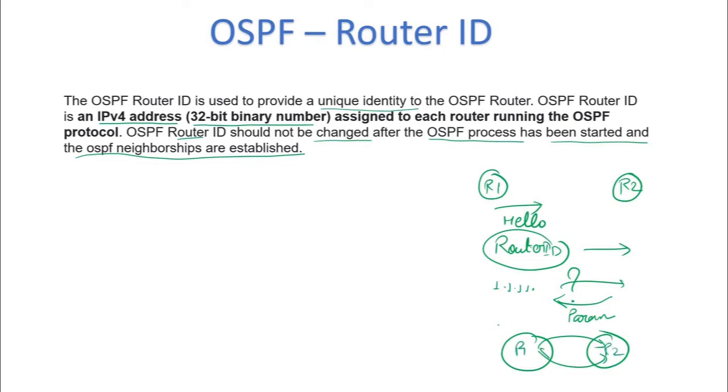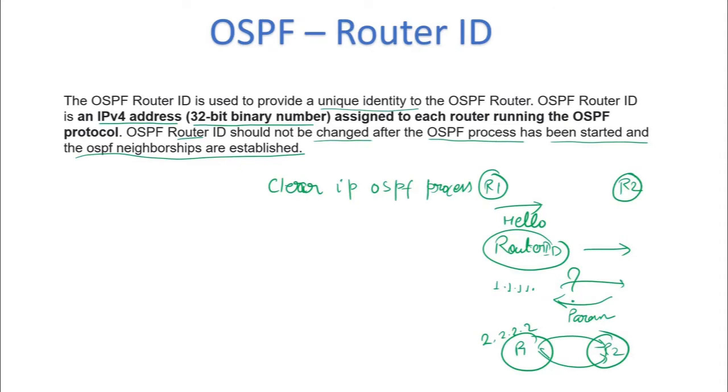And after that, if you change the router ID from 1.1.1 to 2.2.2, then OSPF may not work properly. So that's a very important part: once the OSPF neighborship is up, you should not change the router ID. And even if you change the router ID, then you have to clear the OSPF process using the command clear ip ospf process. You have to use that command in case you want to change the router ID of the routers. So that is the very important part.